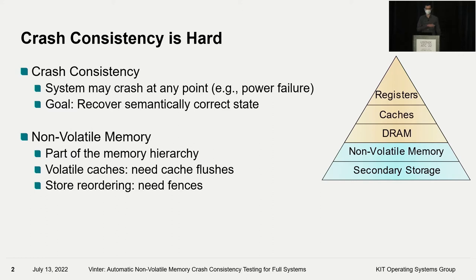This is a general problem that got new attention with the introduction of non-volatile memory. Non-volatile memory is part of the memory hierarchy, as shown here on the right. And in contrast to the previous secondary storage, it is not accessed block-wise, but directly with read and write store instructions that also go through the normal memory hierarchy, including registers and caches. Of course, the caches are still volatile, so the developers need to introduce cache flushes as well as memory fences to ensure that any data reaches the non-volatile memory in the correct order.